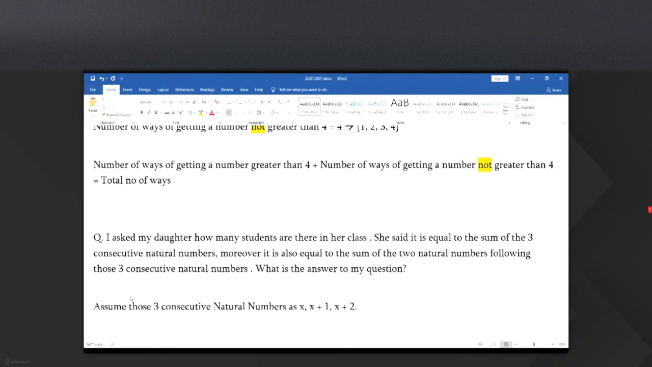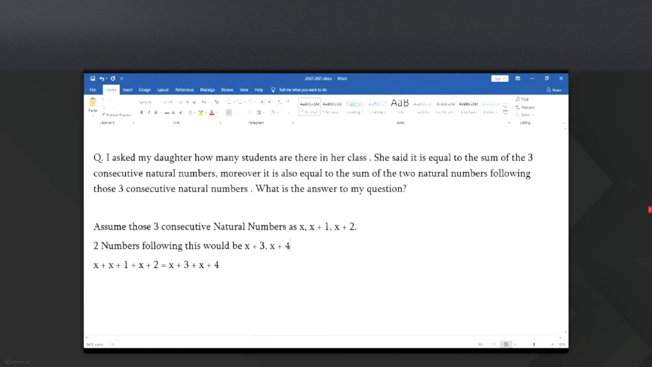So now, what is equal to this x plus 1, x plus 2? It is equal to the two natural numbers following the three consecutive natural numbers. So what it means is it will be x plus 3 plus x plus 4. What are the two numbers following this? They would be x plus 3 and x plus 4. Correct? So that is what I did here.